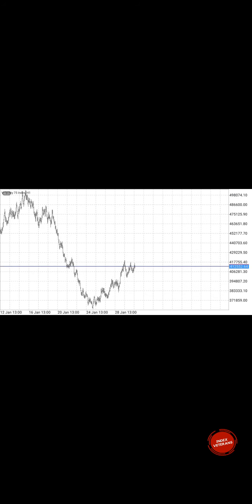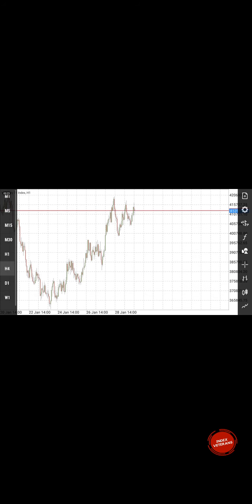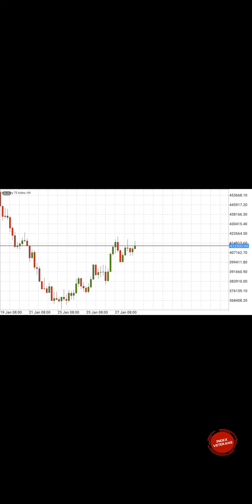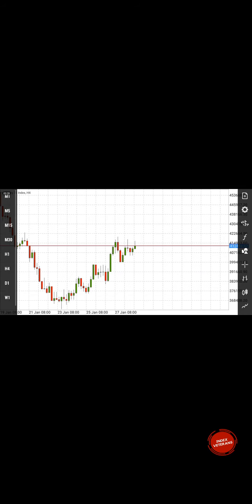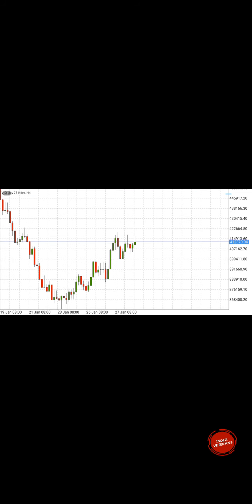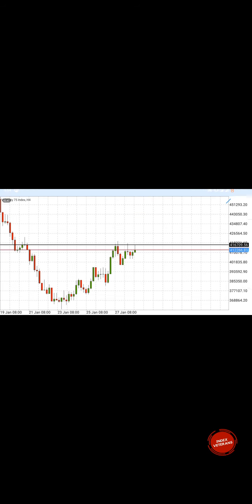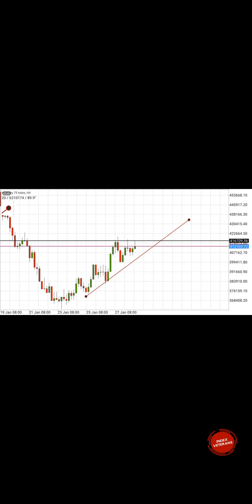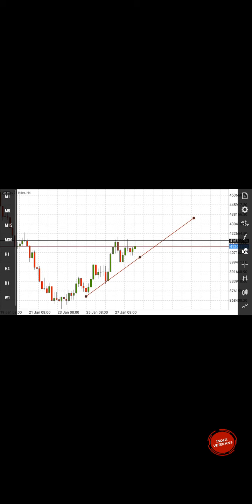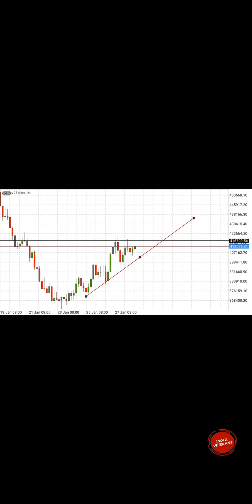Okay, so I'm going to show you the two things which we have here. First, on the 4 hour time frame, this was our support and resistance level. So the support and resistance level here is at that point. Now we have our trend line, which I think was yesterday's analysis.